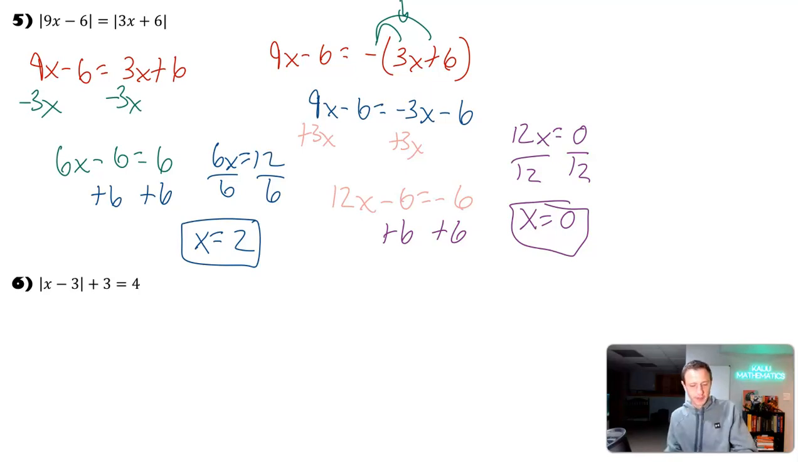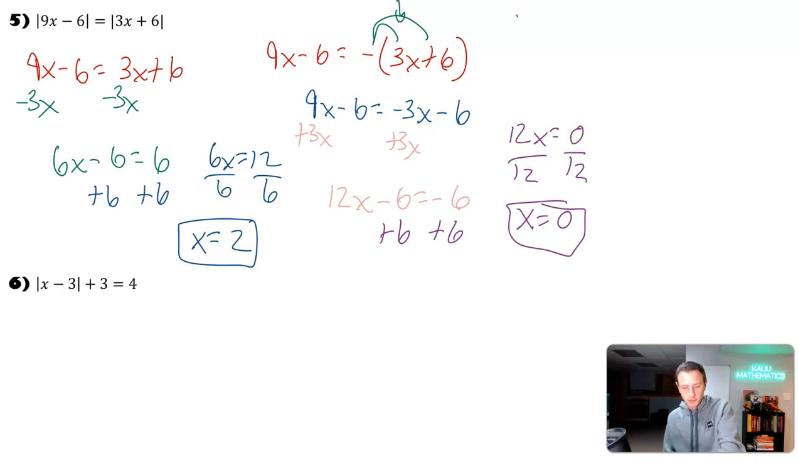And it's funny how this works, because if I take 0, for example, let's just try out 0. I want to show you what happens. So this is the absolute value of 9 times 0 minus 6 equals the absolute value of 3 times 0 plus 6. 9 times 0 is 0. 0 minus 6 is negative 6. So I have the absolute value of negative 6.